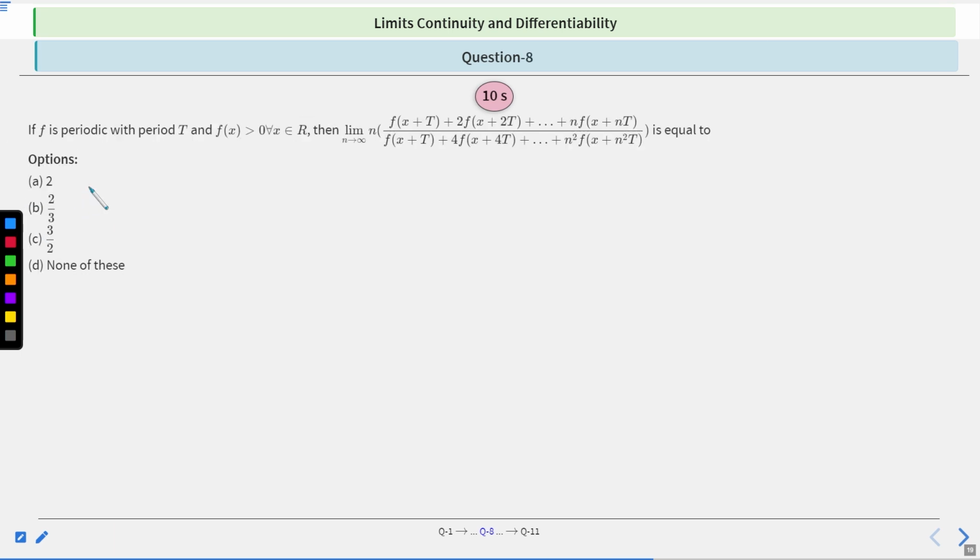Question number 8, which says if f is a periodic function with period T and f is greater than 0 for all x belonging to R, then limit n tending to infinity of f(x plus T) plus 2 f(x plus 2T) till n times f(x plus nT) upon f(x plus T) plus 4 f(x plus 4T) till n square f(x plus n square T) is equal to. So you have 10 seconds to solve this question. After 10 seconds, we will discuss the solution.